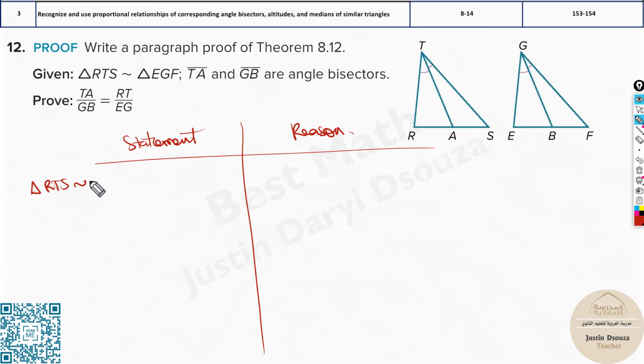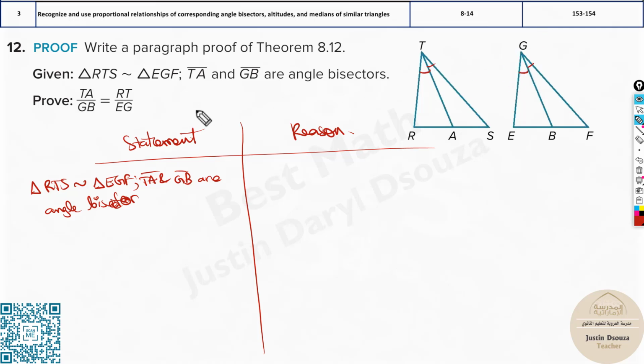Triangle RTS is similar to triangle EGF, and they've also told line TA and line GB are angle bisectors. Let us first analyze what this is. RTS, the whole triangle, is similar to EGF. They both are similar. TA and GB are angle bisectors, so this angle is equal to this. So that has been given.